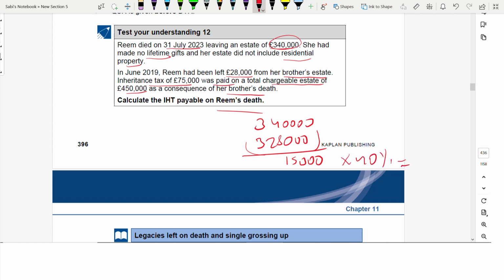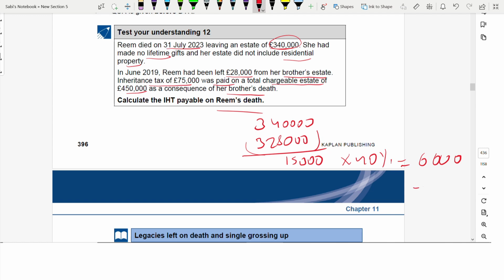You get the IHT of 6,000. Remember, if there has been nothing to do with charity, no need to reduce the rate to 36%. No need to find the baseline amount and all those things. It is only applicable if anything to do with charity, so you have to read the questions. So this is a straightforward question. IHT on death is 6,000.